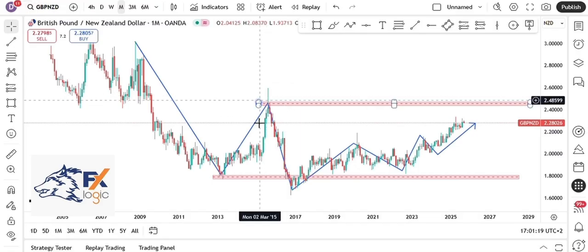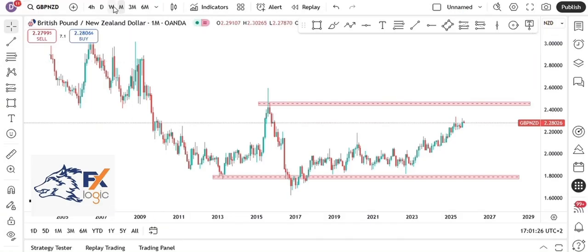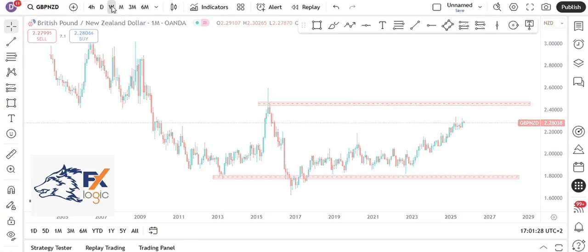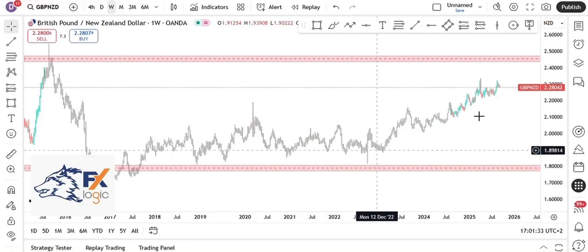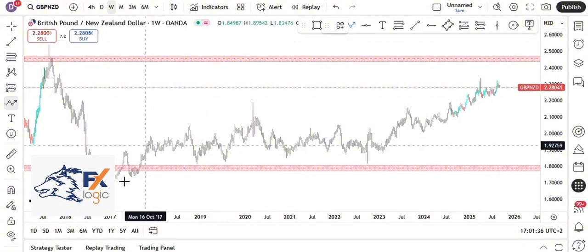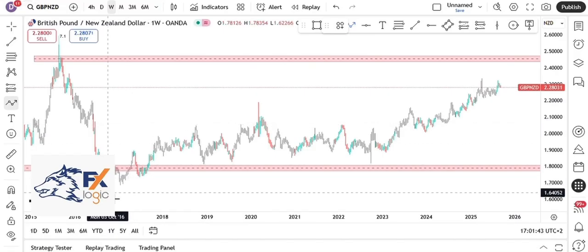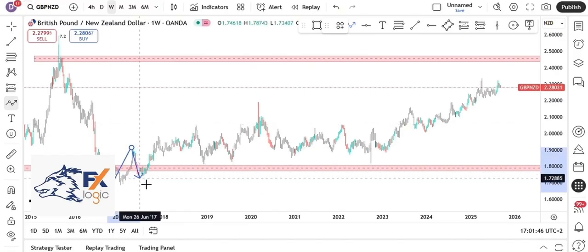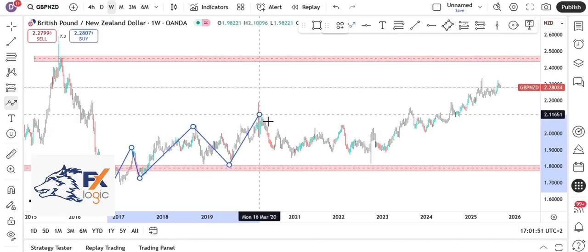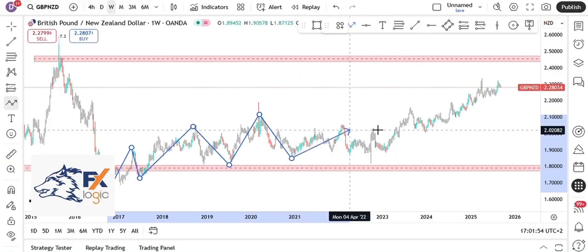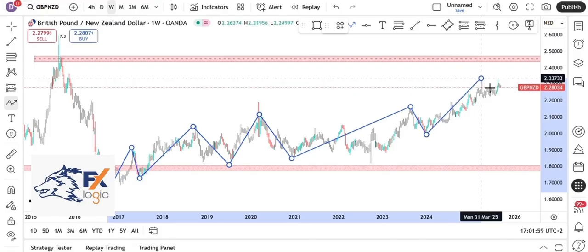So the next thing I want to do is take out this path and go down to the weekly. So what can we see on the weekly? We take our path, the most obvious levels. We have this high, higher low, higher high, higher low, higher high, higher low. We have a higher high here, higher low, higher high, higher low.